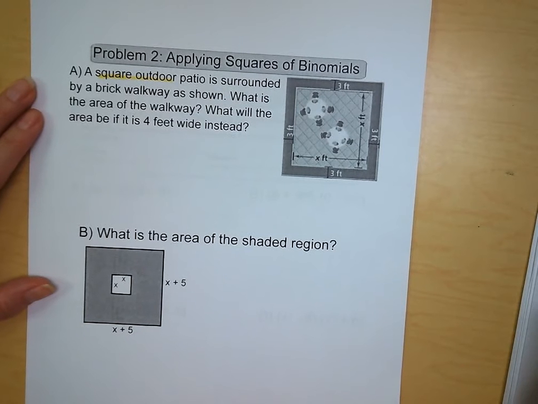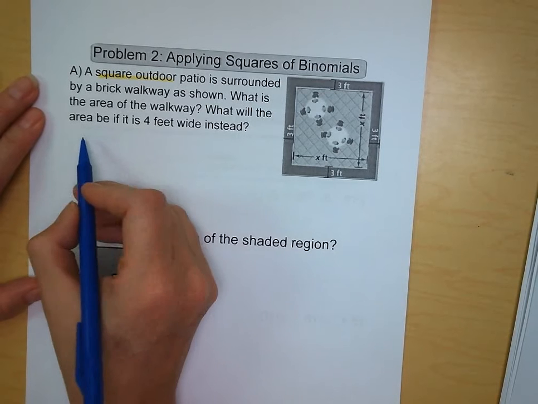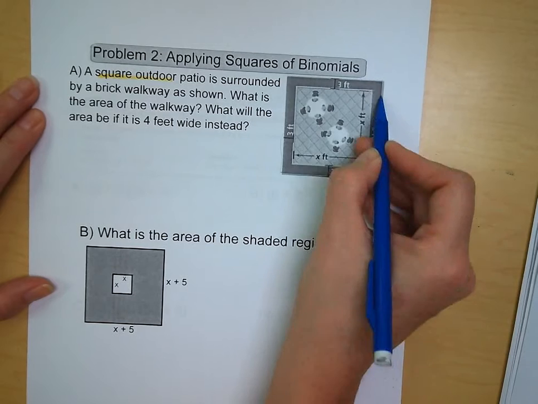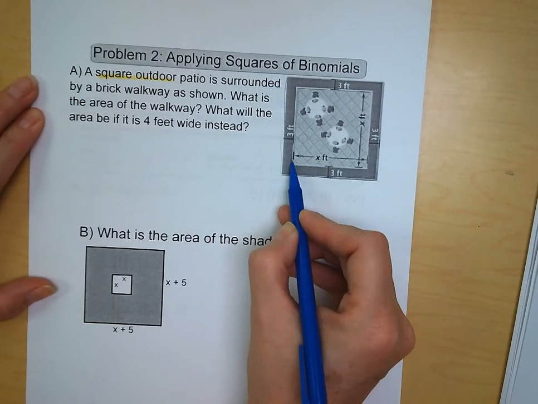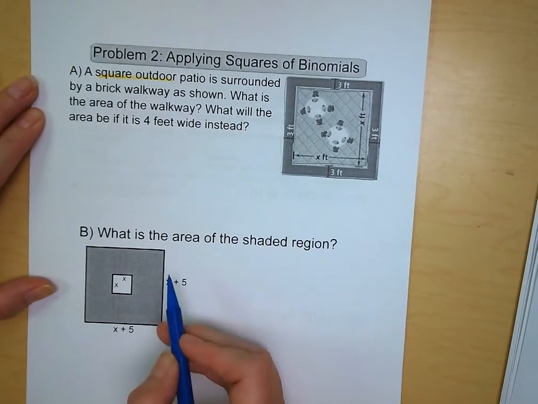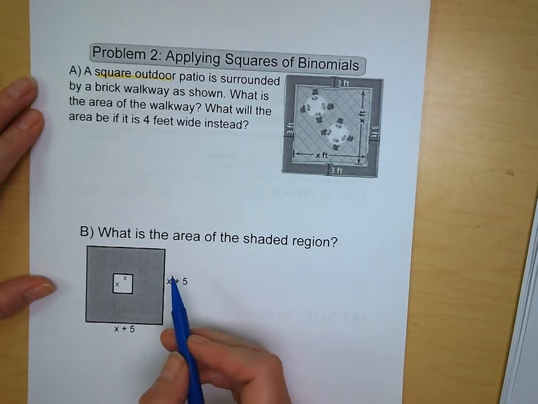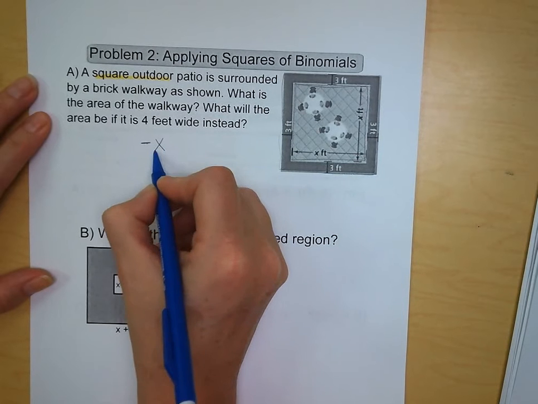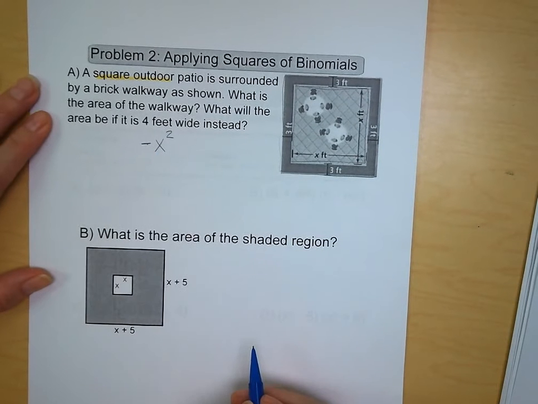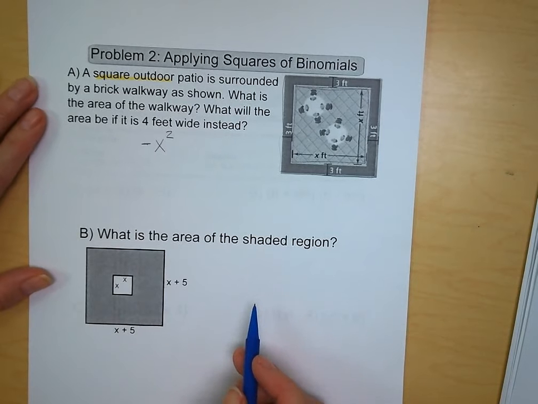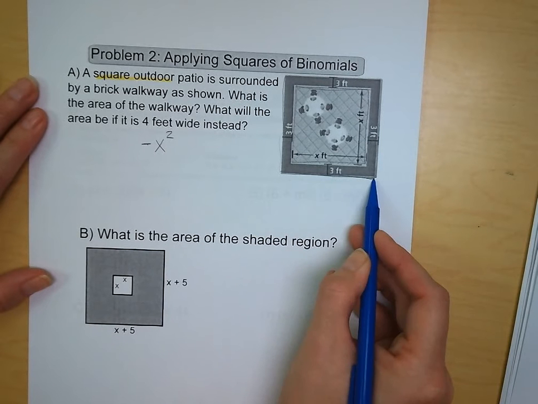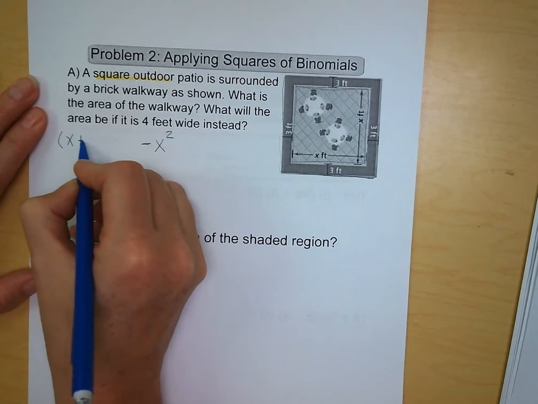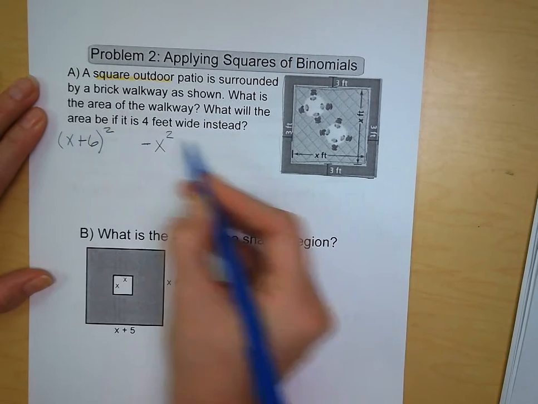So we have a square patio, and as we look at that, we've got one large square and a smaller square inside. And we want to know just what the space between them is going to be. So the small square is going to be subtracted from the big square. The small square is x by x, so that's just x squared. But our larger square is going to be x plus 6, because you have 3 feet on each side of the patio. So we have x plus 6 squared.